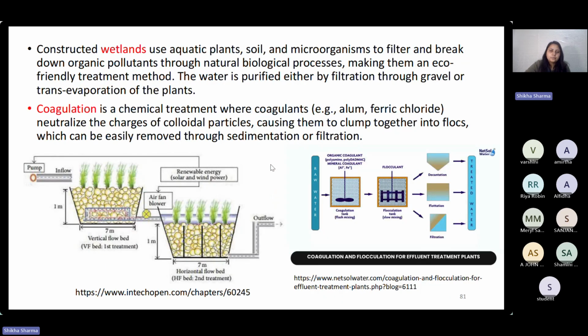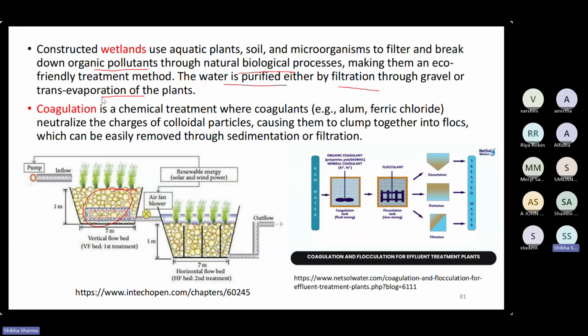Then the wetland constructions can be used, like here the aquatic plants, soil and the microorganisms. They are going to filter and break down the organic pollutants through the natural biological process, making them an eco-friendly treatment method. So the water is purified here by filtration through these gravels or transpiration of the plants.